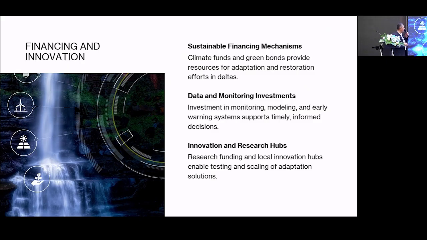Data management, monitoring and investment. Of course, we need to invest in monitoring and modeling and, of course, early warning systems so that we can support timely decision making, and this is also part of the challenge and recommendations. Innovation and research hubs: we need to create research funding and local innovation hubs in order to enable testing and scaling of adapted solutions.